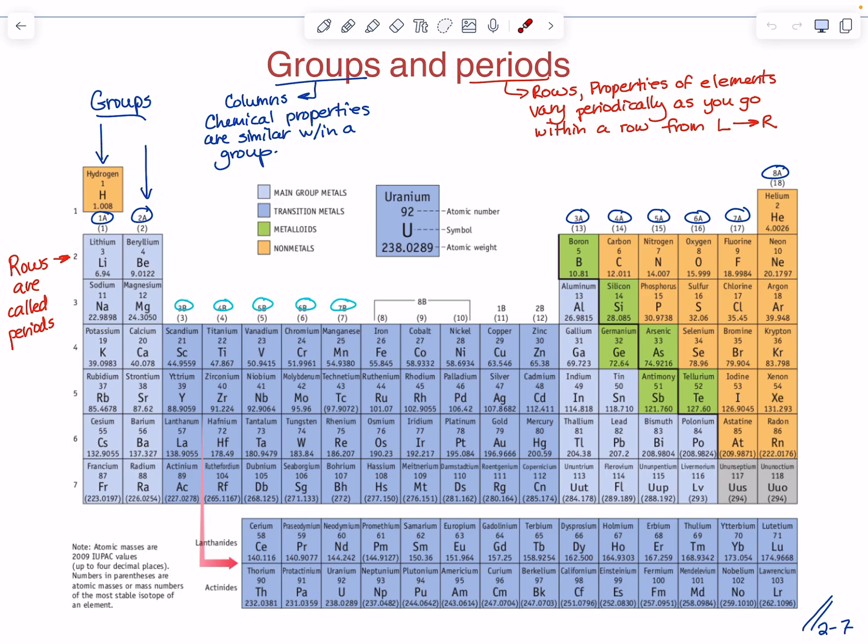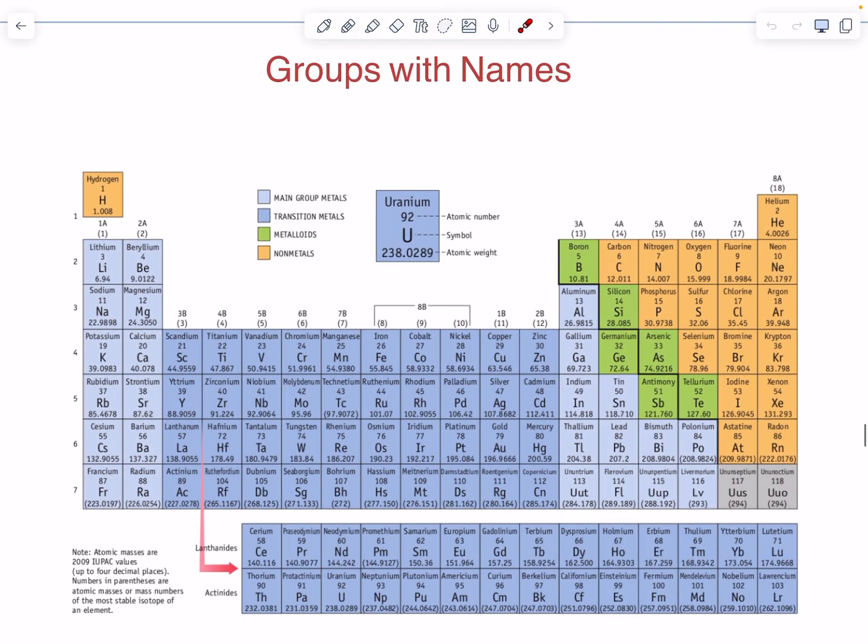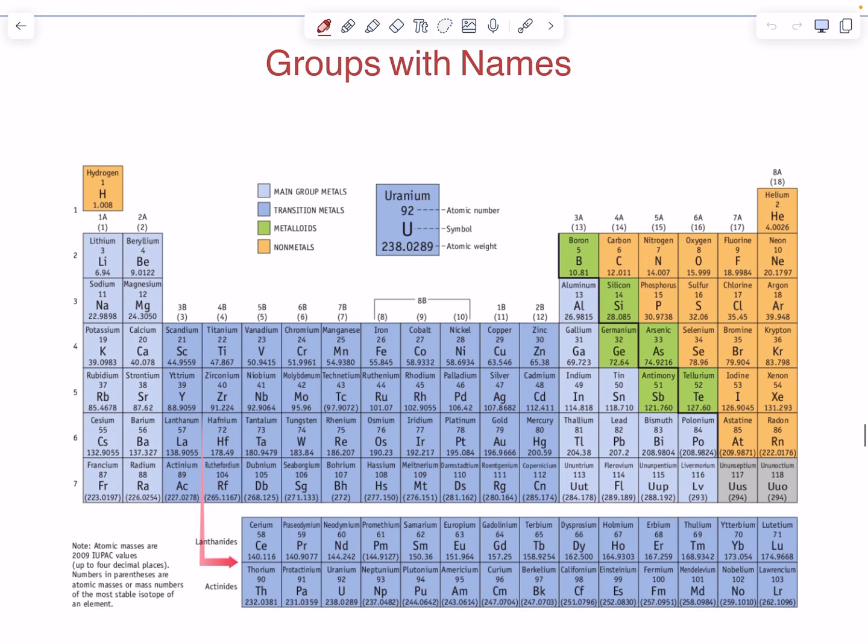All right, so the columns are what we call the groups. When elements are in the same group, they behave chemically in a similar fashion. But again, as you go down a group or up a group, you're going to have regular, predictable changes in properties, whether it be reactivity, atom size, attraction for electrons, and things like that.